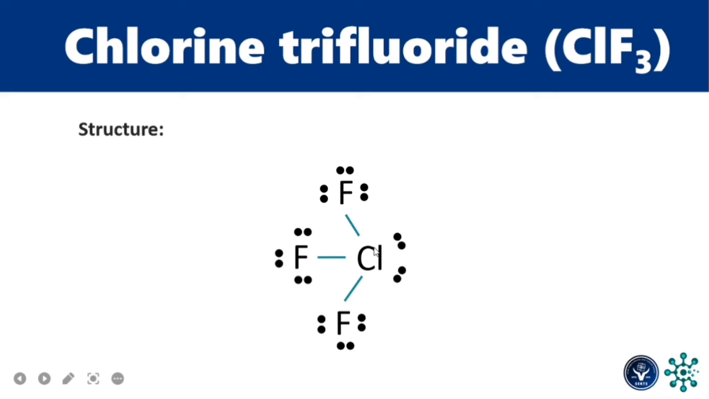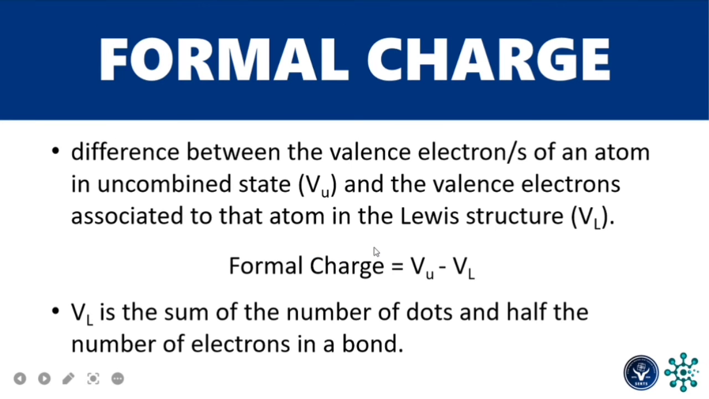Enough of the examples. Let's proceed to formal charge. Formal charge is the difference between the valence electrons of an atom in uncombined state, V sub u, and the valence electrons associated to that atom in the Lewis structure, V sub L. So the formal charge is equivalent to V sub u minus V sub L. V sub L is the sum of the number of dots and half the number of electrons in a bond.